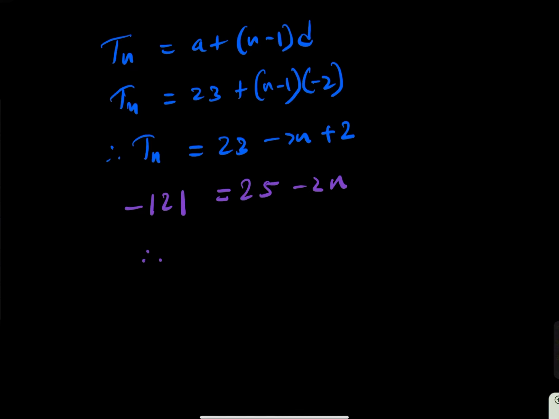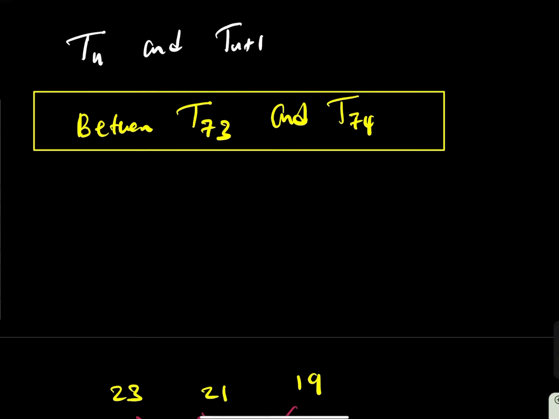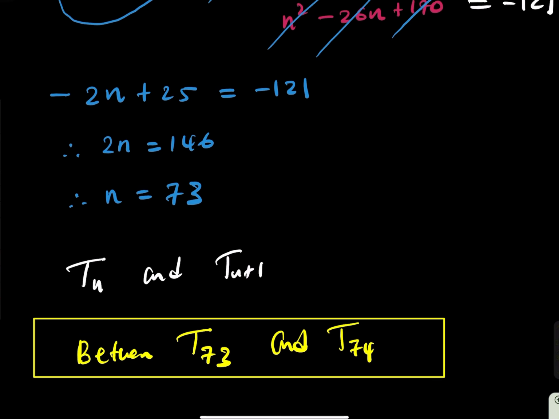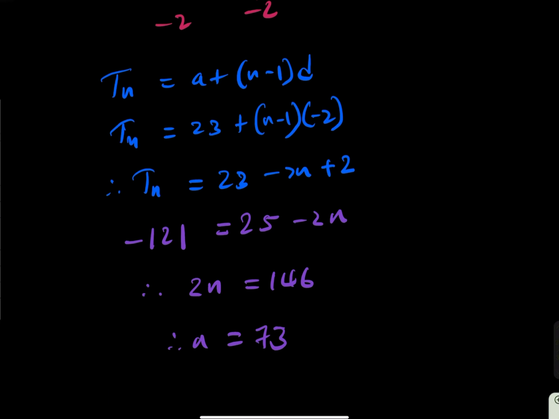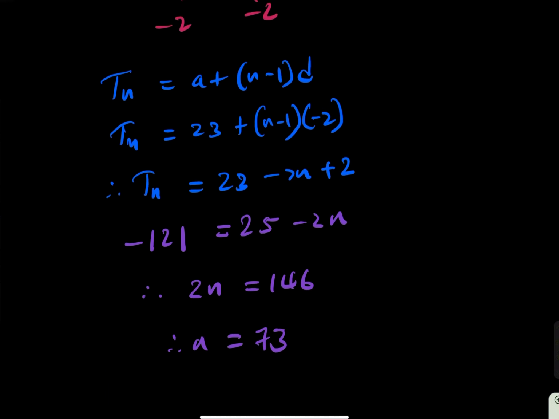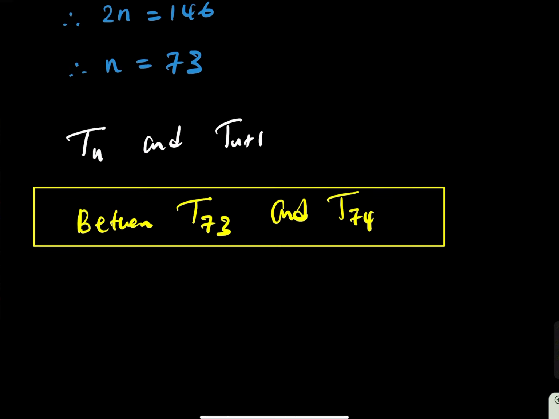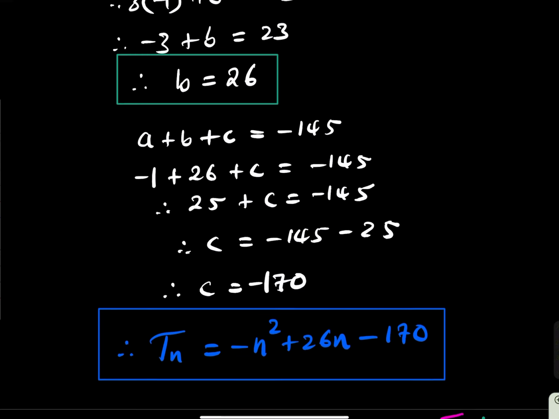And then when you solve for n, you will see that 2n is equal to, when you transpose, 146. So therefore your n is still 73. So it's between T73 and T74. But this is the best way to work it out, the one I just did as the first method. You can still use this method if you are running out of ways in the exam on how you're going to do that. All right, thank you very much.